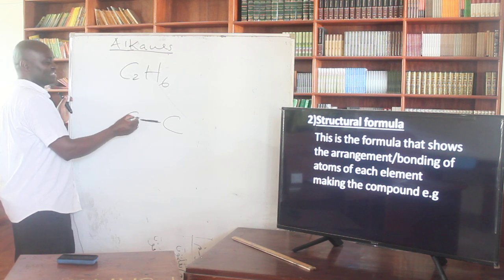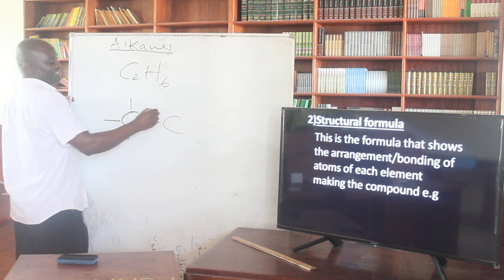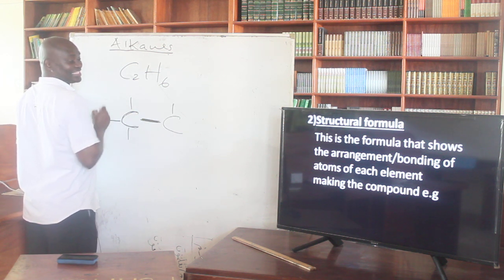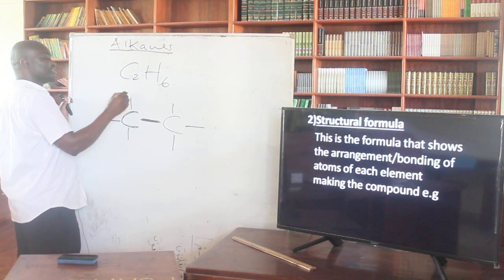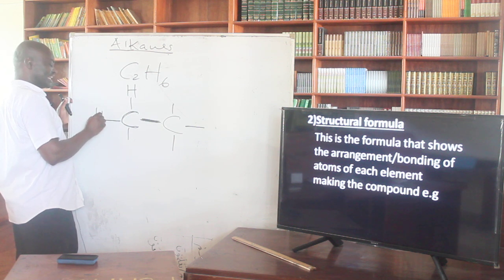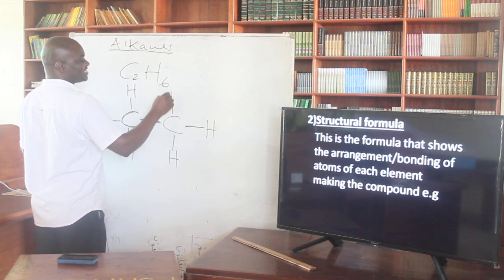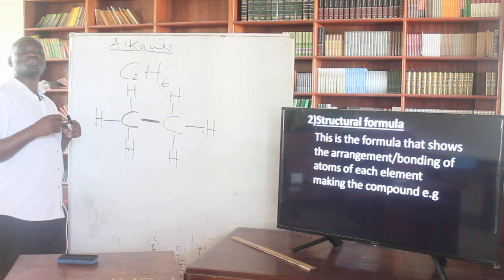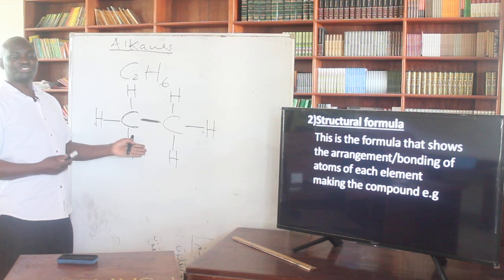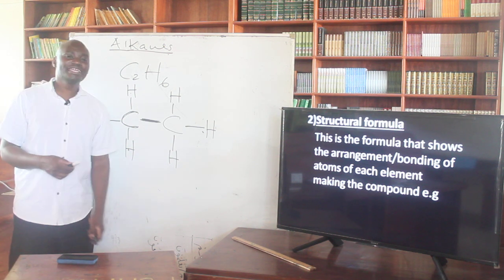So we have 1 bond for this carbon, the second bond, the third bond, the fourth bond. First bond, second bond, third bond, fourth bond. Then we fill in with hydrogen: the first hydrogen, the second hydrogen, the third, the fourth, the fifth, the sixth hydrogen. So we have a structural formula of this hydrocarbon showing the bonding.